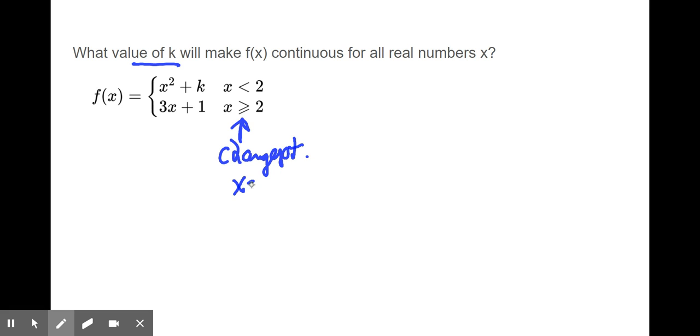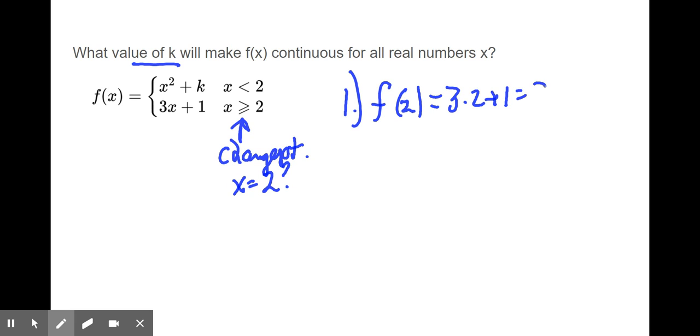So the question is, is it continuous at x equals 2? Well, how do we make it continuous at x equals 2? We need to figure out how by using the 3 conditions for point continuity. What is f of 2? f of 2 goes in the bottom piece. So that's 3 times 2 plus 1. That's 7. We need to find the limit as x goes to 2 of f.